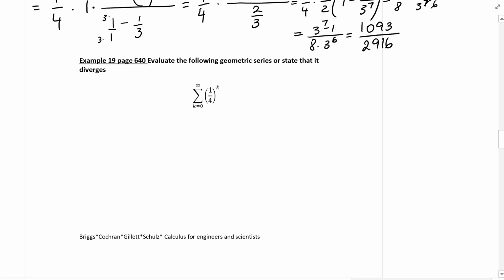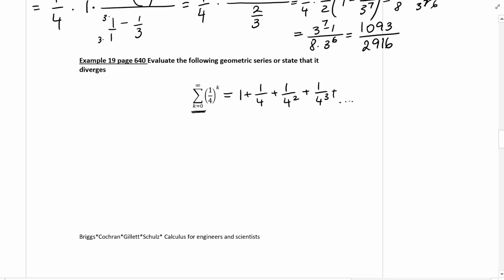Evaluate the following geometric series or state that it diverges. So this one, if I write it out, it's going to be 1 because we give k a value of 0. If k equals 1, it's 1/4. K equals 2, it's 1/4 to the second. 1 over 4 to the third, and so on.